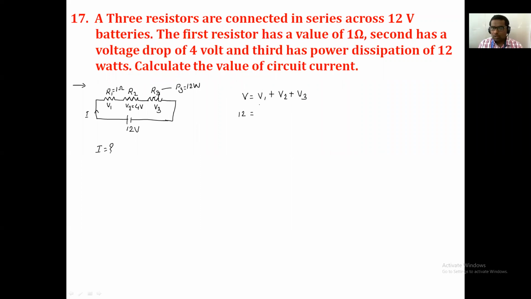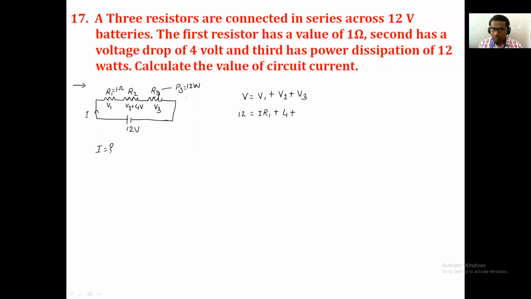Let me try to put that value. It's 12 volt. Now this V1 is what? V1 is the voltage across the resistor R1, and we have that value of R. So can I use that Ohm's law formula? V1 is equal to I into R1. Is it right? So I can write I into R1 plus V2. V2 is directly given, not necessary to write any formula over there. So I can directly put that value here. It's 4 plus V3.